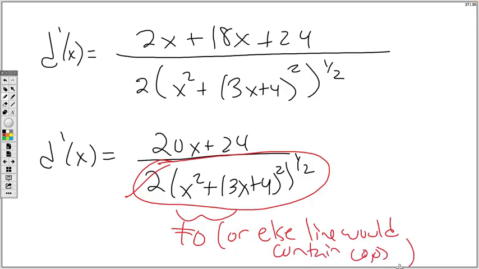Off to chemistry? What are you working on today? Titration? It's one of my favorites.